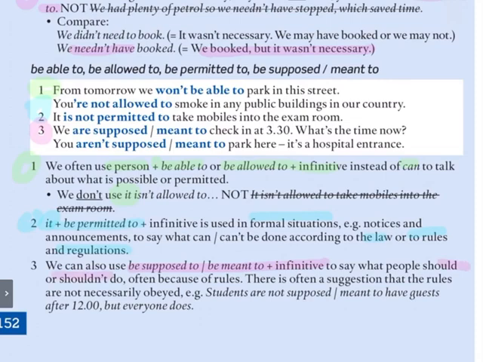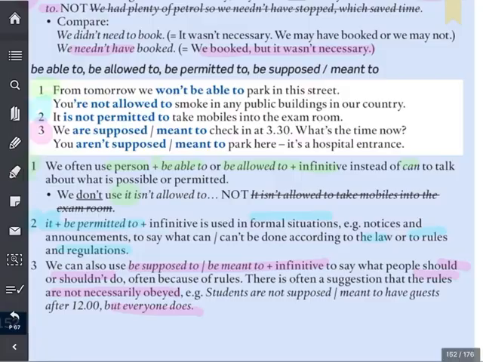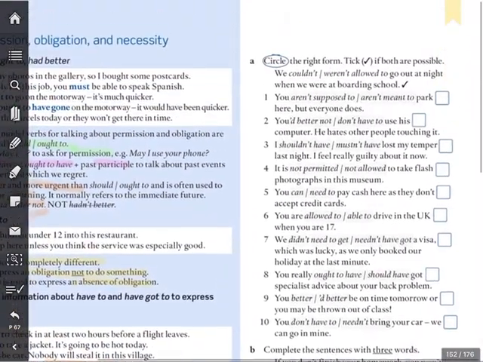Often because of the rules. There is often a suggestion that the rules are not necessarily obeyed. For example, students are not supposed to have guests after 12, but everyone does it. Now, students are not meant to have guests after 12, but everyone does. ¿No? So hay un elemento ahí de desobedecer en las normas. Now, let's have a look at our exercises.